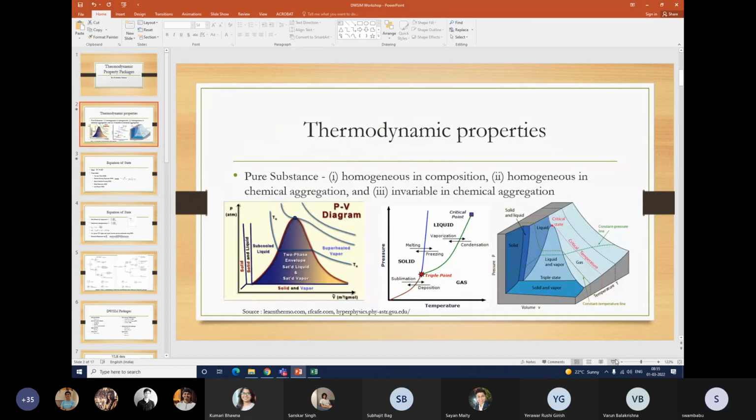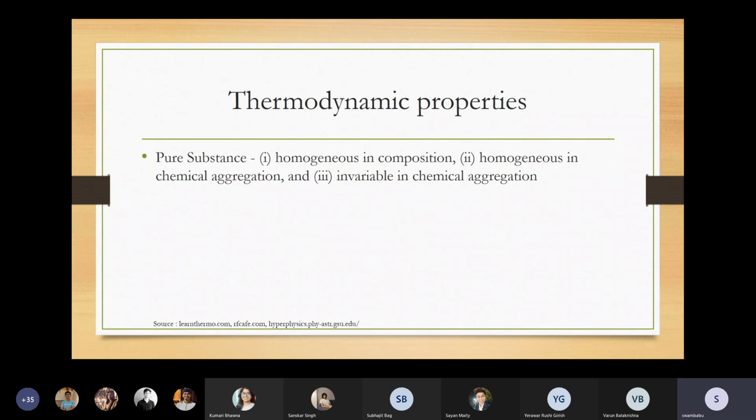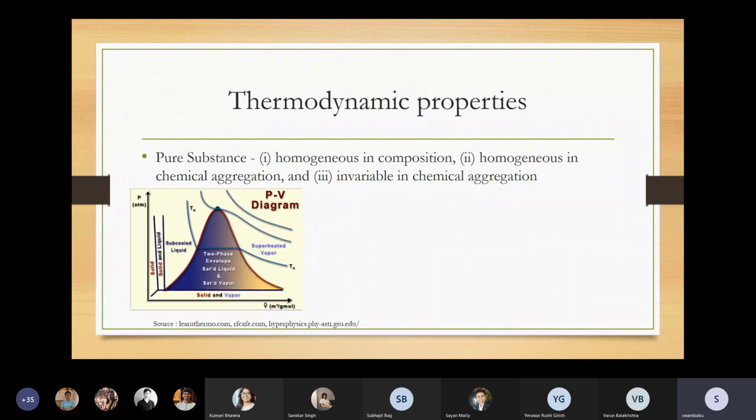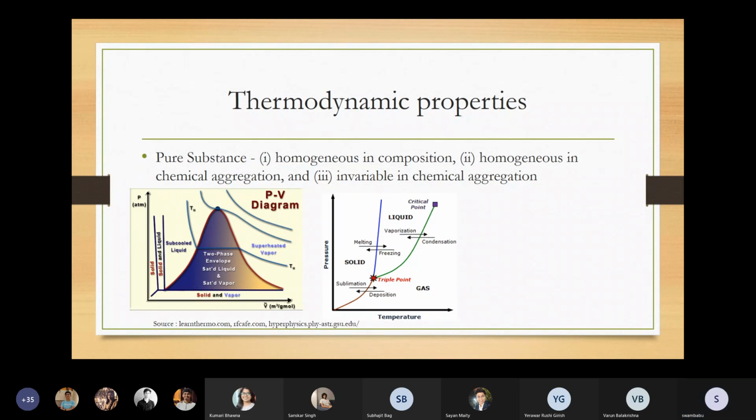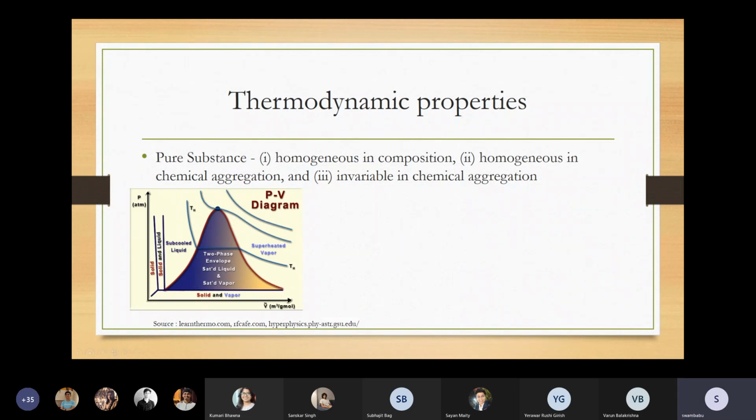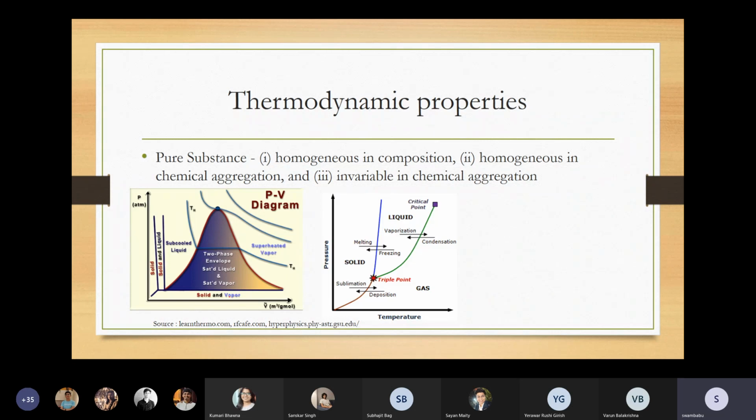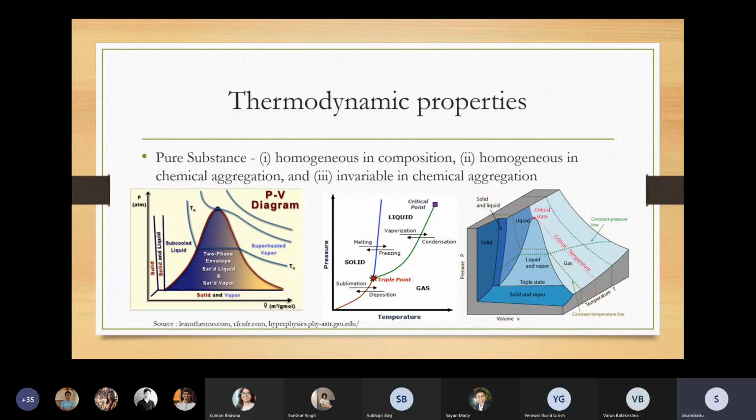For a pure component, this is the phase diagram, the PV diagram. This gives the isothermal lines, constant temperature lines. At this constant temperature, we can estimate the properties, and we can also know the state depending upon the pressure and volume. So that is the PV diagram, and this is the PT diagram, and this is the PVT diagram.